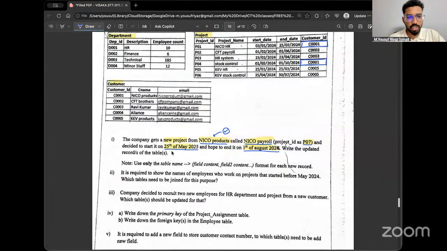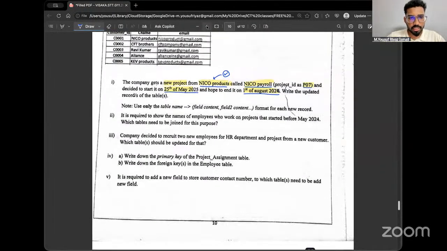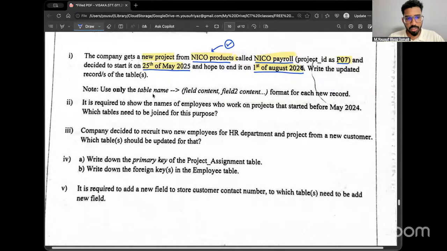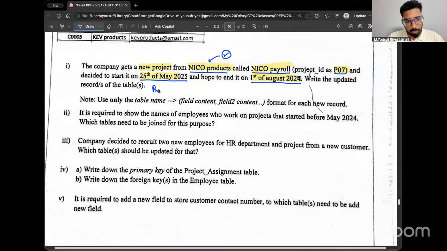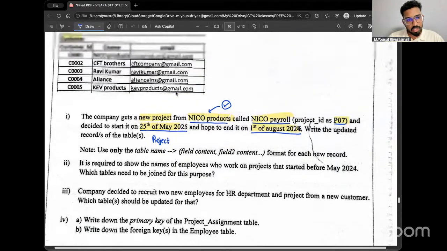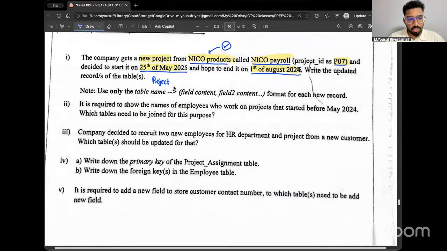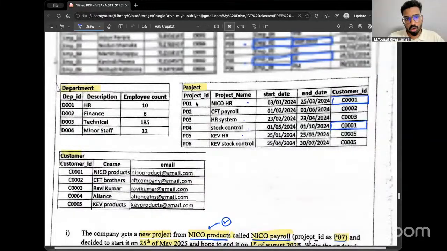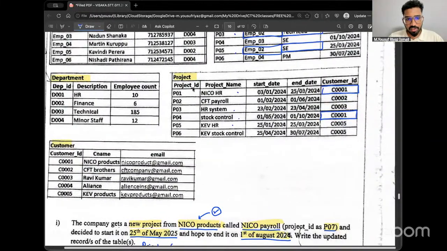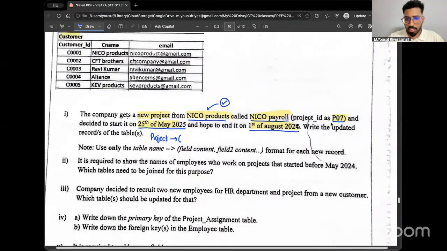Following that format, your answer would be something like this. First of all, you have to mention the table name. Your table name is project table. You can mention just the word project, or you can mention project table as well. I'll mention the table name only. In the project table, each of these columns we call fields. The first field is project ID. The question says to take the project ID as P07, so I'm going to take P07 here.